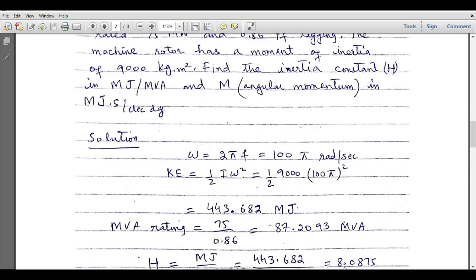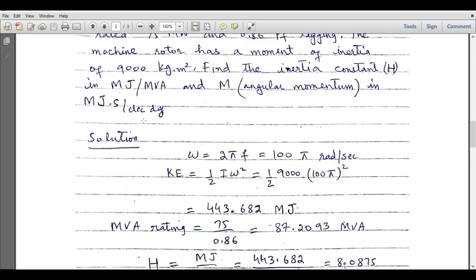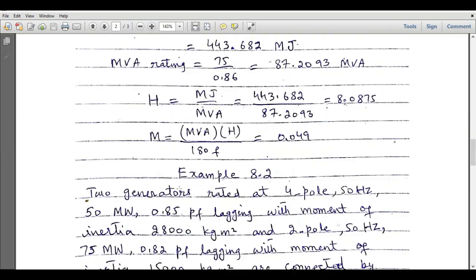Since we are asked to evaluate angular momentum in these units and we have electrical degrees over here, that's why we have to use this angle in degrees. If we had radian over here, electrical radian, then we would have used pi over here. So this is our final answer of the angular momentum.